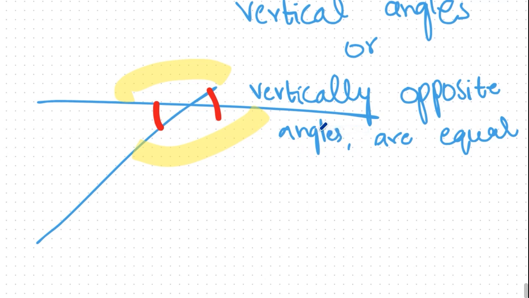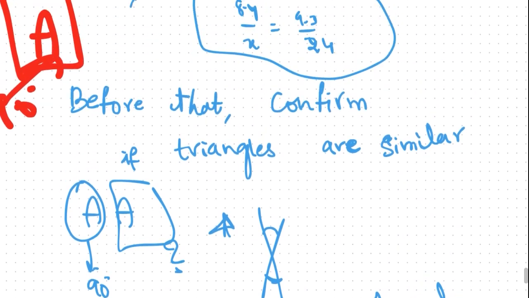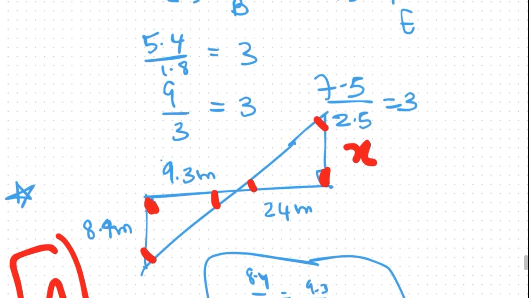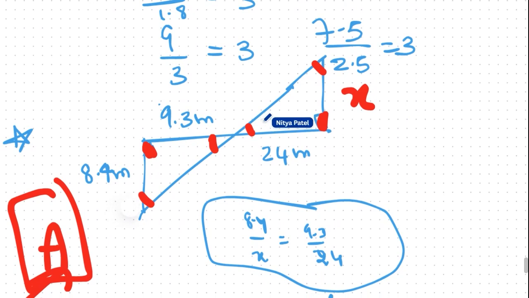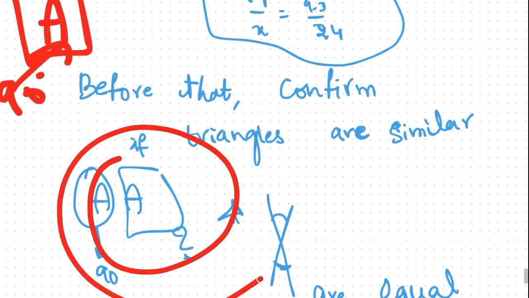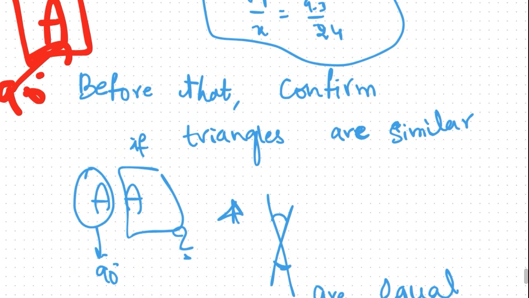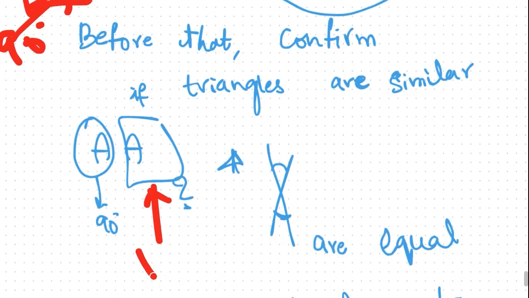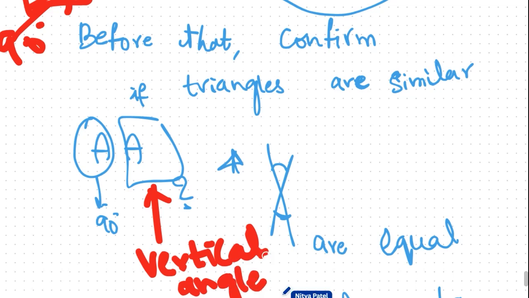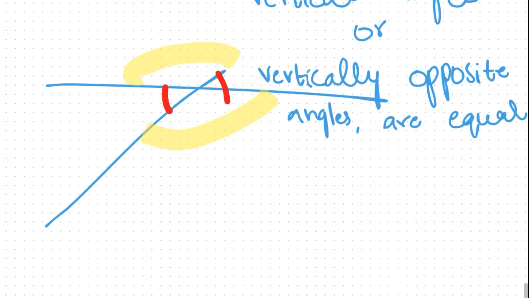So in the question, do you see any familiar angles? This one and this one, and that one and that one. Basically these two lines are intersecting, right? At this point of intersection, these angles are facing each other, so they are equal. So that is how we get one more A. I'm mentioning this as the other A is vertical angle. So by AA criteria, we say that triangles are similar.